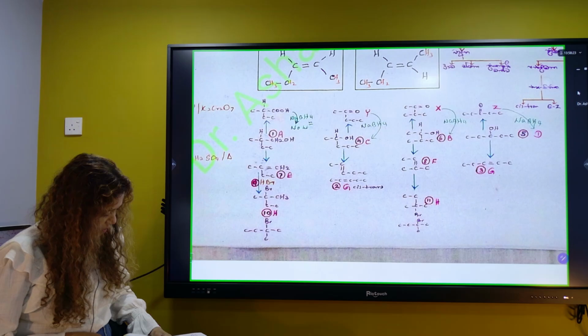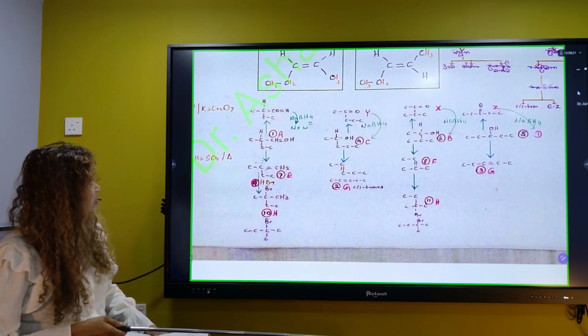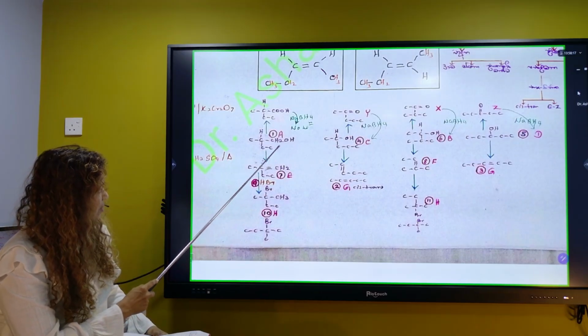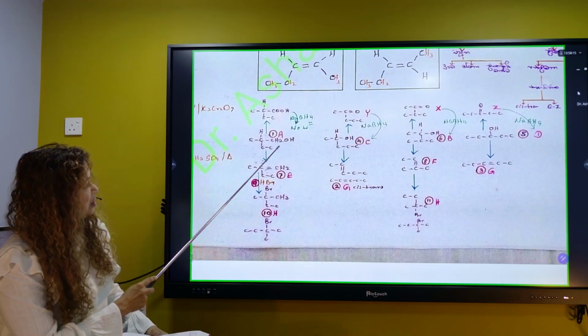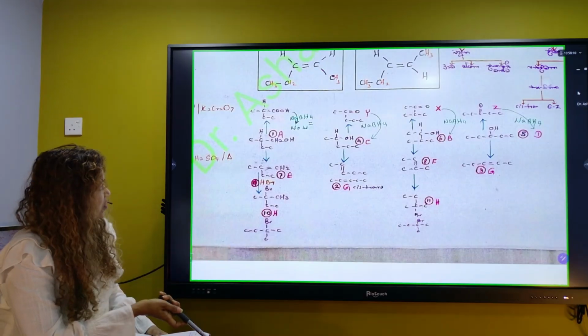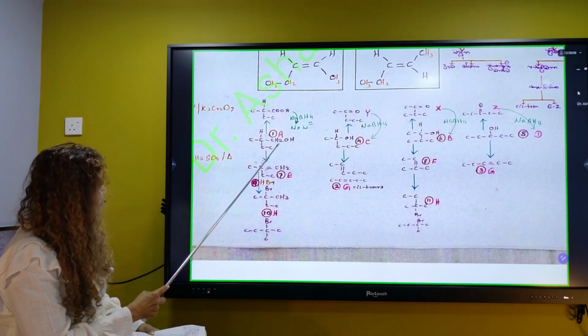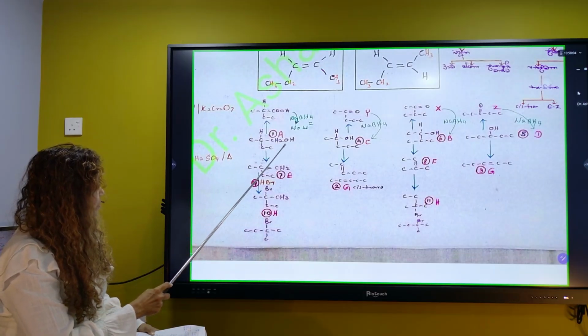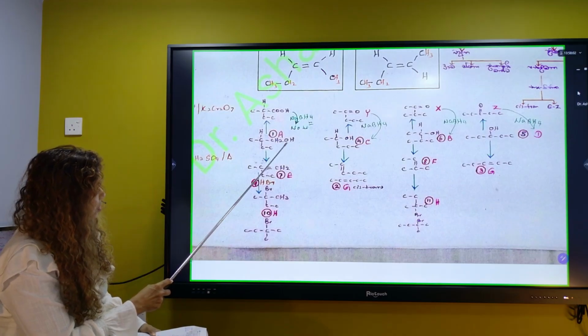C5H12O, CnH2n+2O, those are alcohols or ethers. Ethers don't show this reaction, so we are going directly with alcohols. If you maintain optical isomerism, we don't know which one is A, B, C, so we can draw these 3 structures. 1 hydrogen, 1 carbon, 2 carbon, CH2OH.